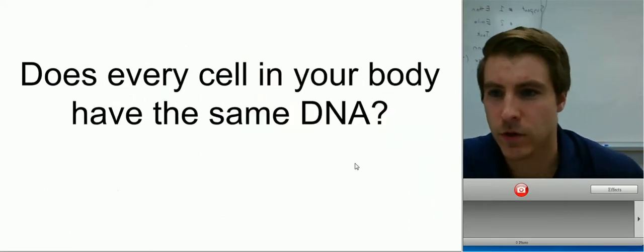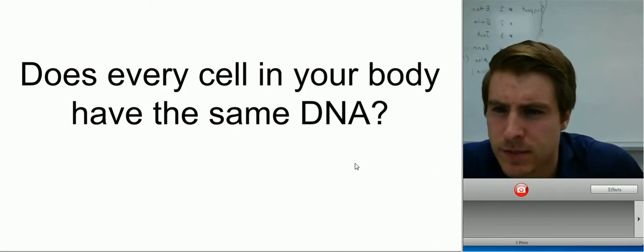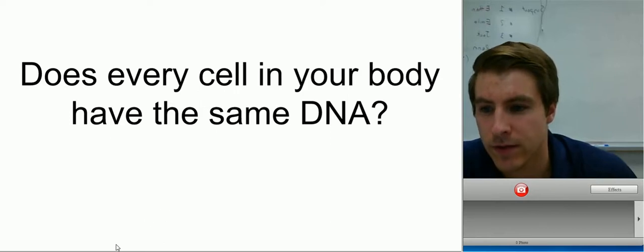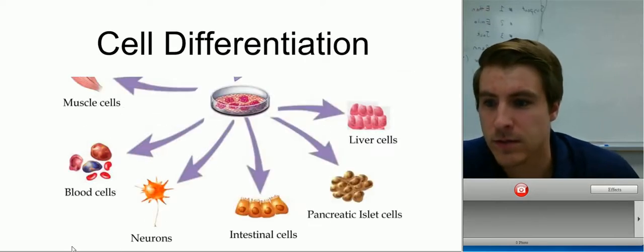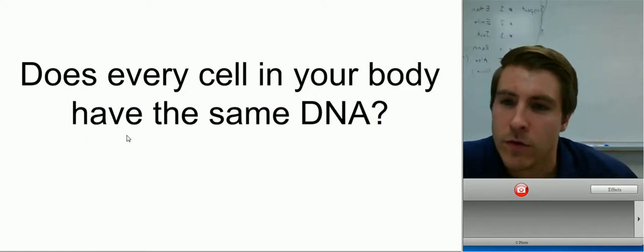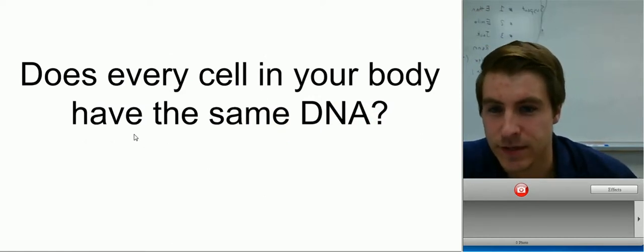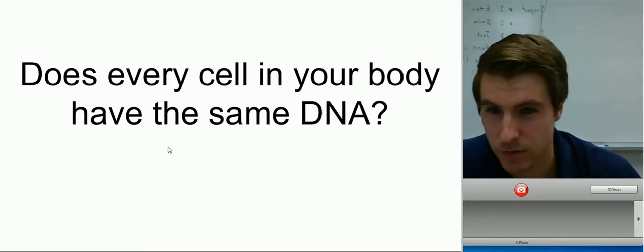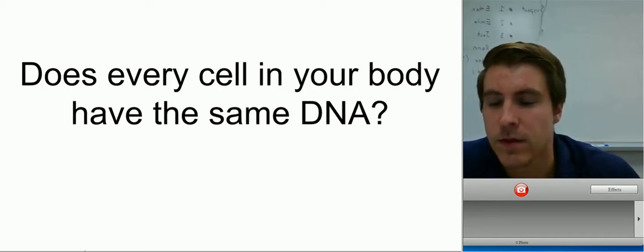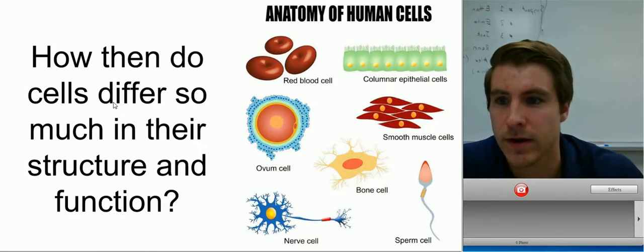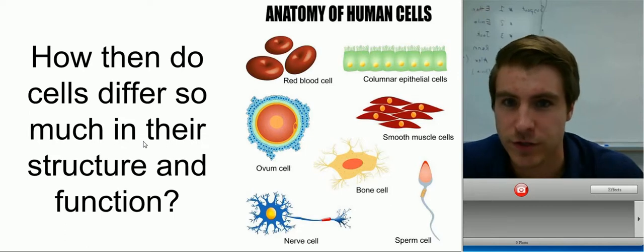But first I want to ask you a question, and it's this: does every cell in your body have the same DNA? We already know that they can look very, very different from one another, and so many of you would be inclined to answer no. However, the correct answer is yes, they do have the exact same DNA. Every cell came from an original zygote through mitosis, which we know makes clones, so every cell has to be the same. So it begs the question, how then do these cells become different? How do they differ so much in their structure and function?